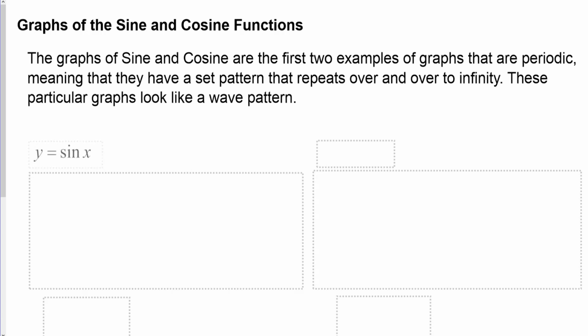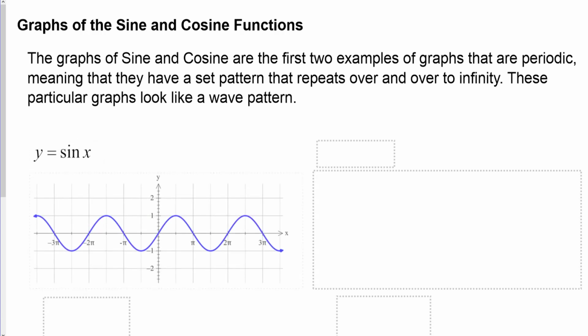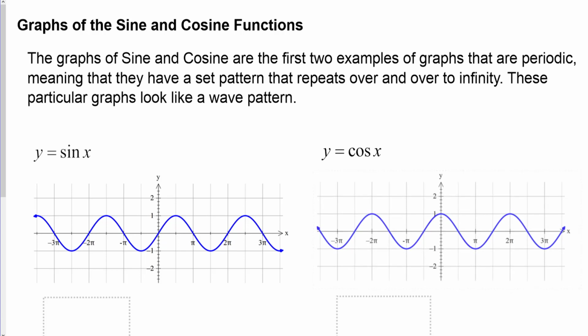So for instance, the graph of y equals sine of x looks like this. The graph of y equals cosine x looks like that. They're very similar to one another, with a couple of small differences. If you'll notice, they both repeat between a maximum of 1 and a minimum of -1.